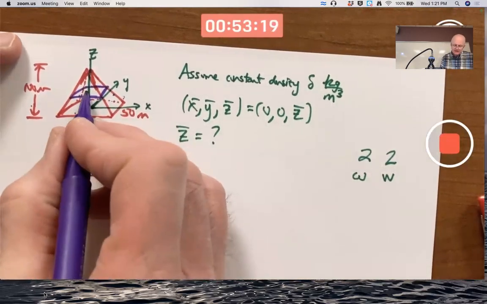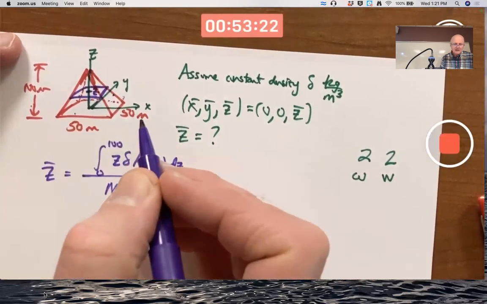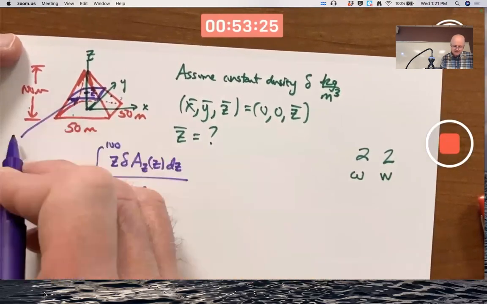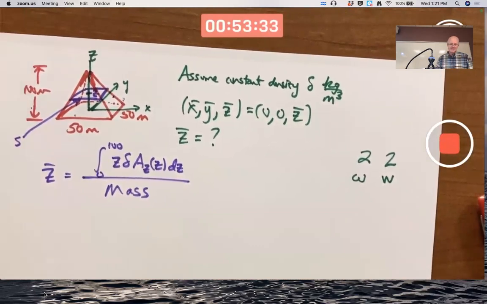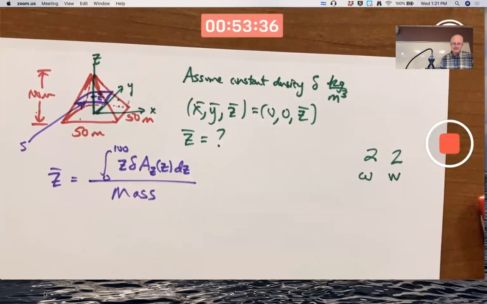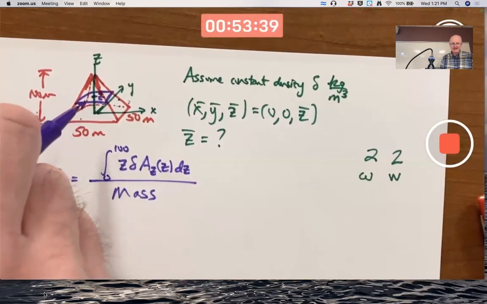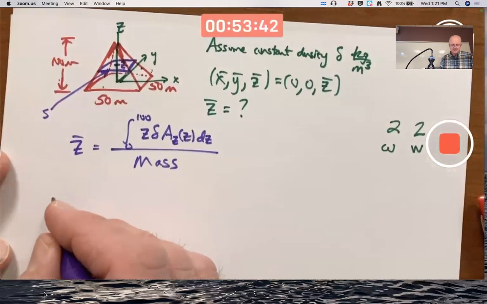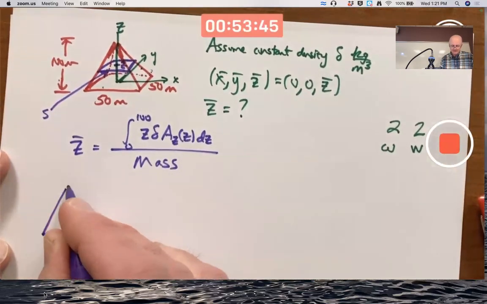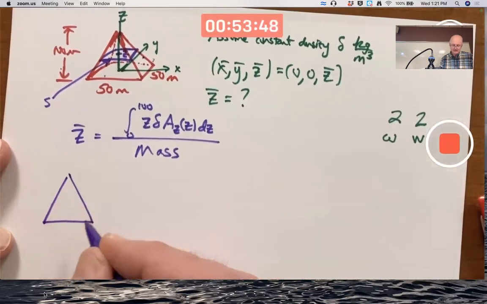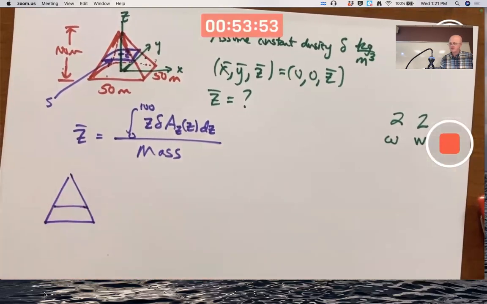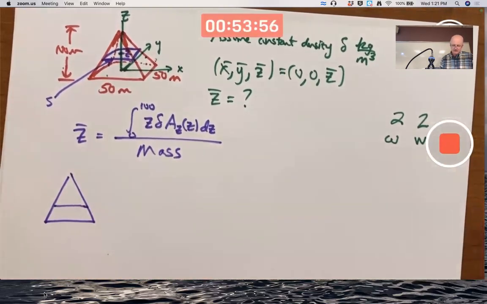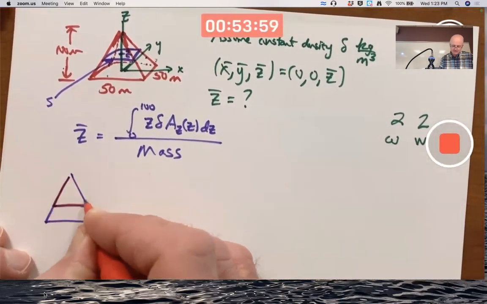To figure that out at a given value of Z here, I need to figure out the side lengths, call it S. How can you figure out S? I'm going to show you two ways. One way is you could use similar triangles. You could imagine you're looking at the pyramid head on and it looked two-dimensional, a two-dimensional picture like this. There's two similar triangles in there. There's the big triangle and there's the small triangle. They're similar.